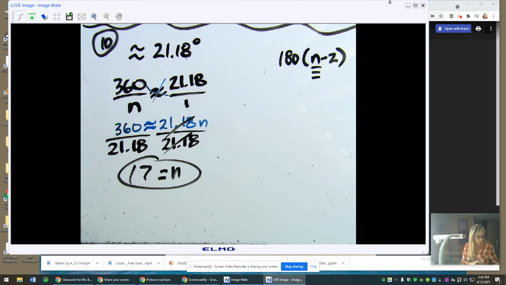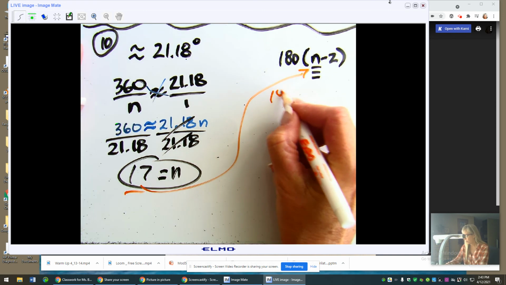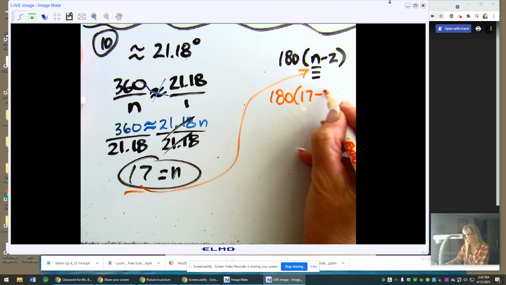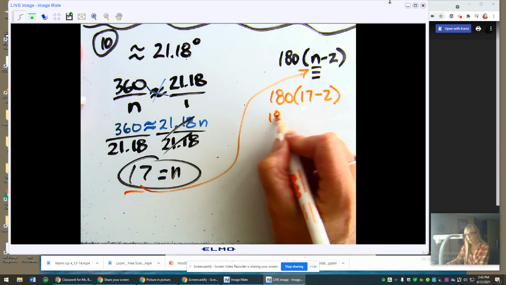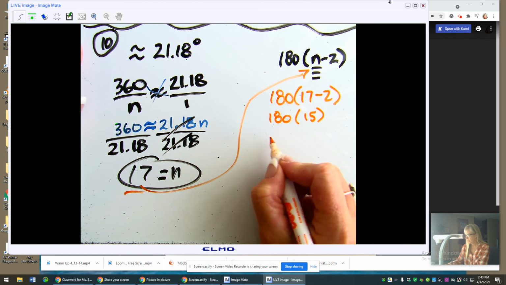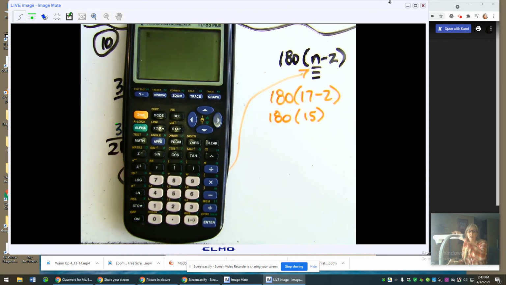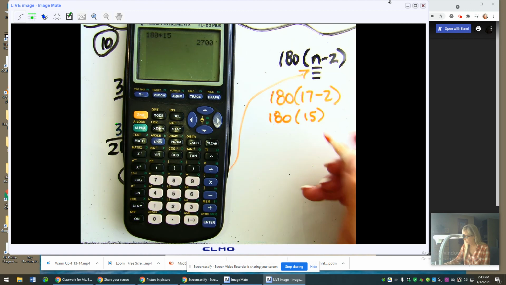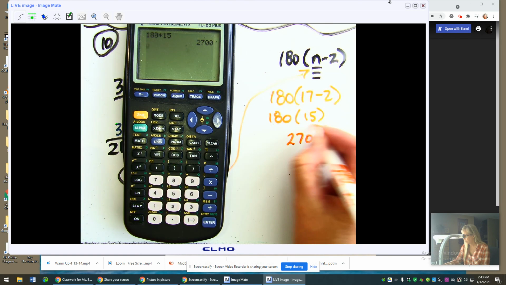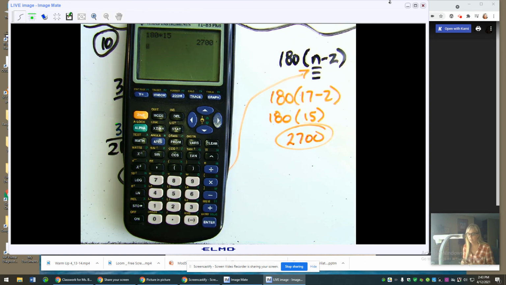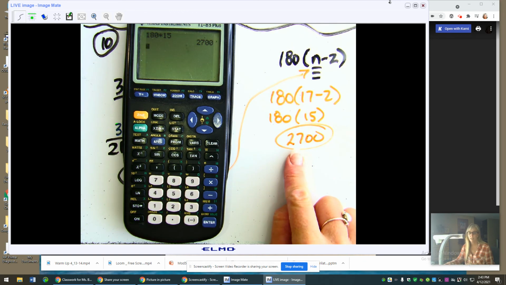And we're not done though. Remember, the goal was let's find n and plug it in. So we've got n. Let's take that and plug it in. We have our 180 times 17 minus 2, so 180 times 15. And let's go to the calculator. 180 times 15. And we get 2700. What is it we found? We found the sum of the interior angles of a 17-sided polygon.